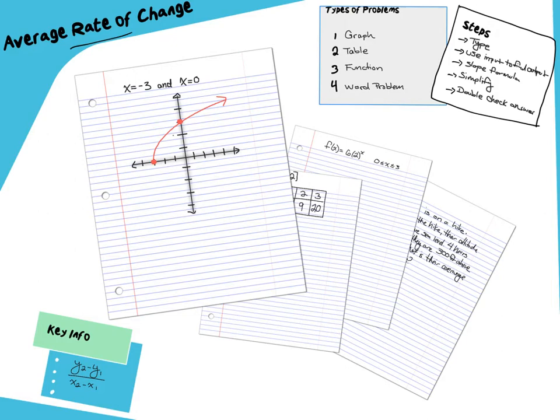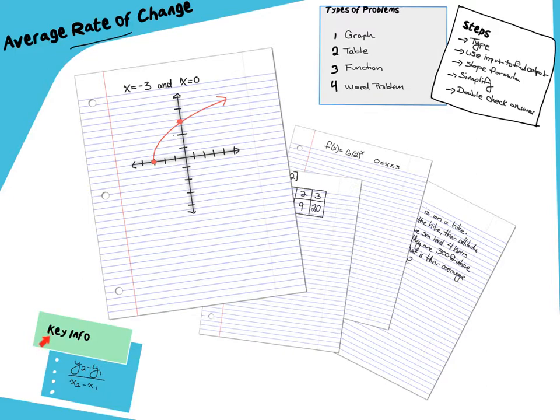Hey everyone, here's a quick video going over the different types of problems that you might see that involve average rate of change. There are four major types of problems: graphically, from a table, from a given function rule, and from a word problem.